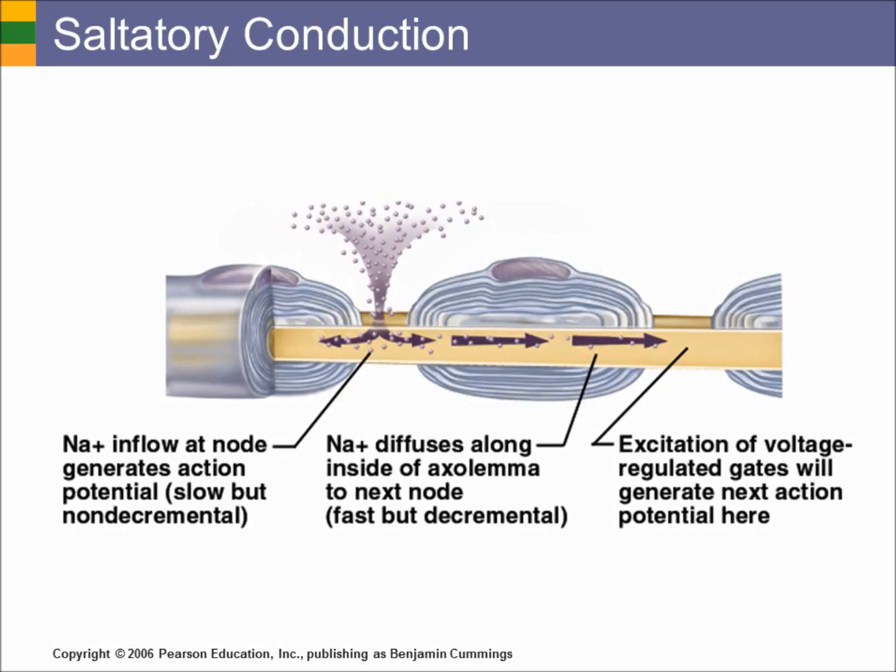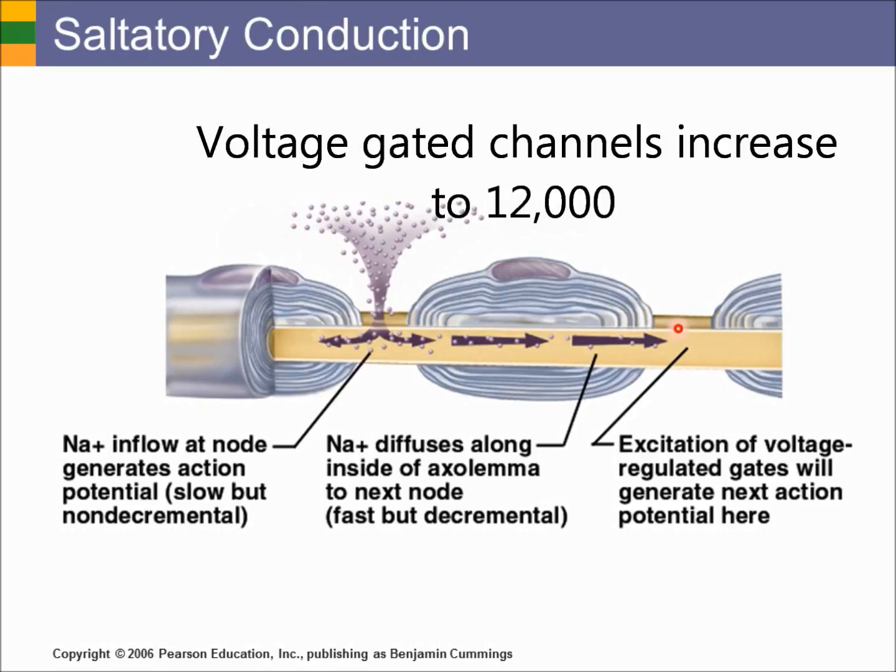Now those voltage-gated sodium channels aren't evenly distributed across this axon. For example, along these segments covered by the Schwann cell and the myelin sheath, you'll have only about 25 per square micrometer of space. So they're pretty well spread out. But at these nodes of Ranvier, the number of voltage-gated sodium channels will jump up to about 12,000 per square micrometer. So they are going to be very, very receptive to any kind of influx of sodium.